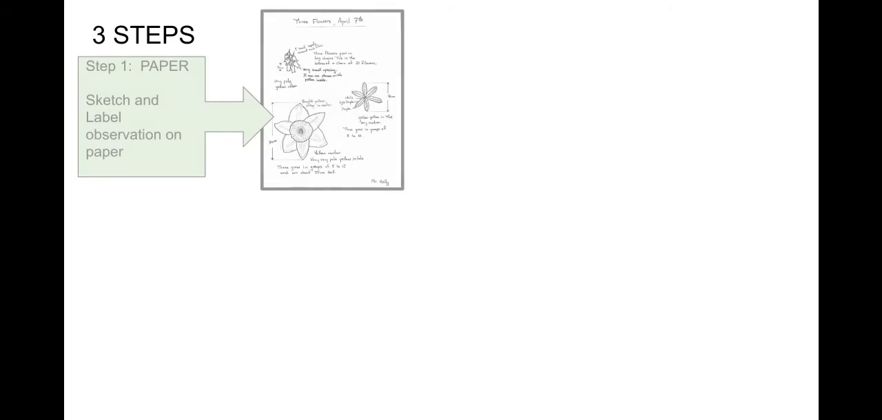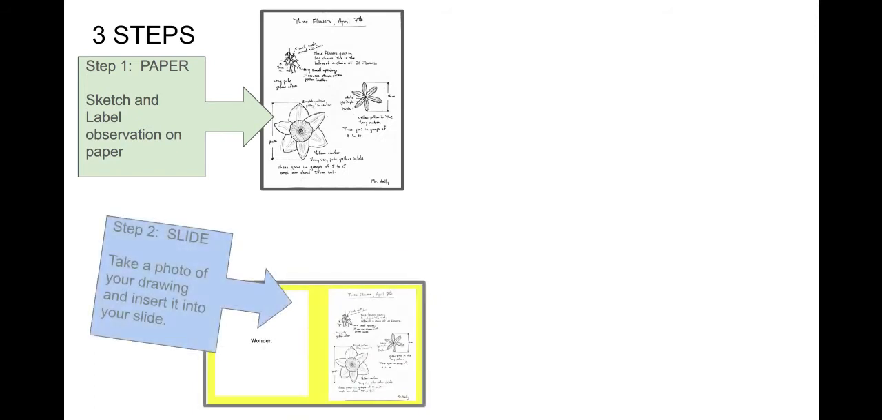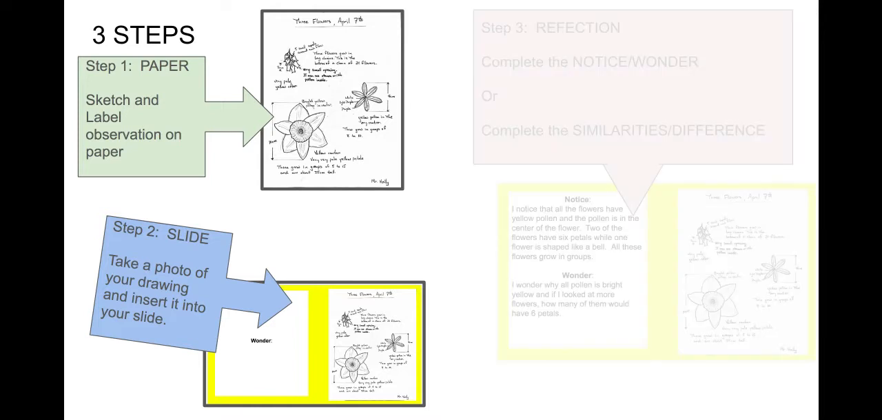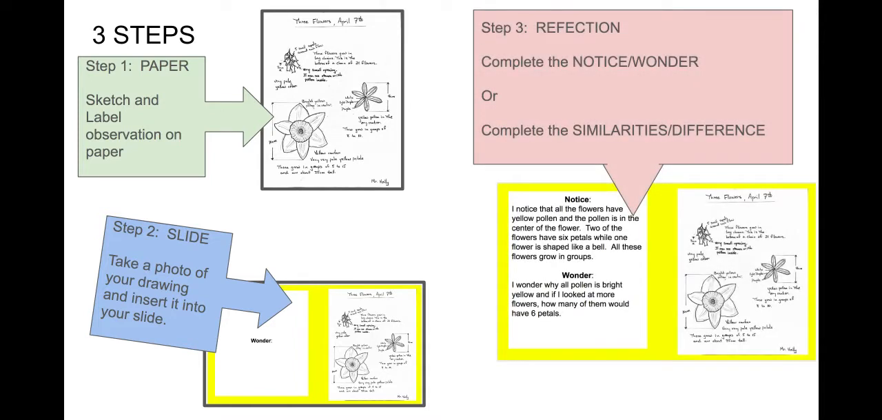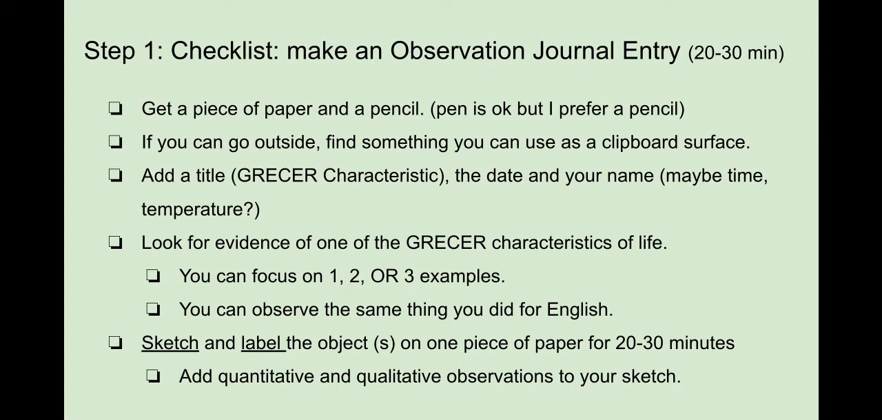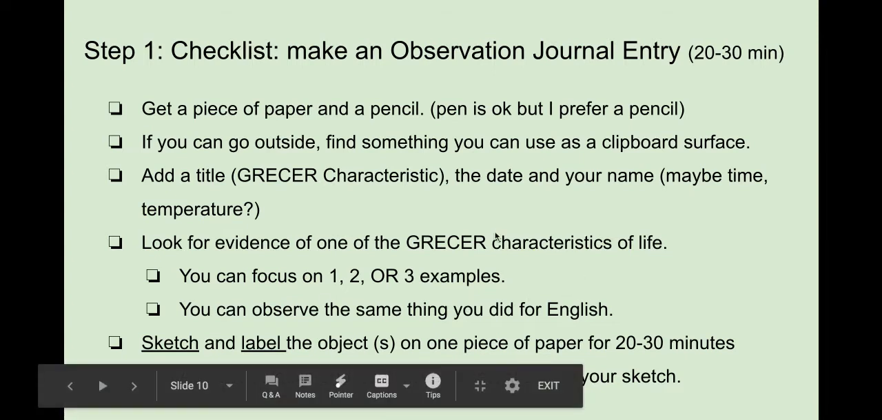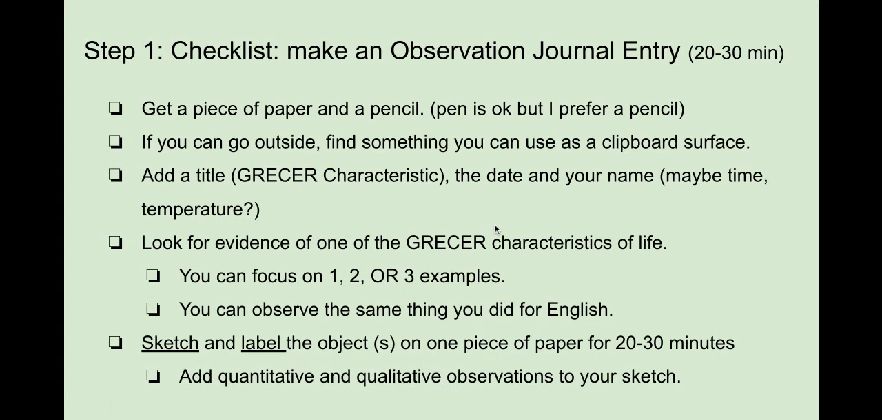So essentially 3 steps. On a piece of paper, you're going to sketch and label your observations. You're going to take a photo of that piece of paper and insert it into your slide. And then you're going to do a reflection on it. Here's a checklist that I'm going to be posting with this slideshow for how you make your observations. You can do them inside or outside. I think it's good to do it in pencil. You can focus on 1 or 2, 3 things, and you could focus on different things. You can use the same prompt as you did in English, or look at the same things you did in English if you're doing this in English as well.